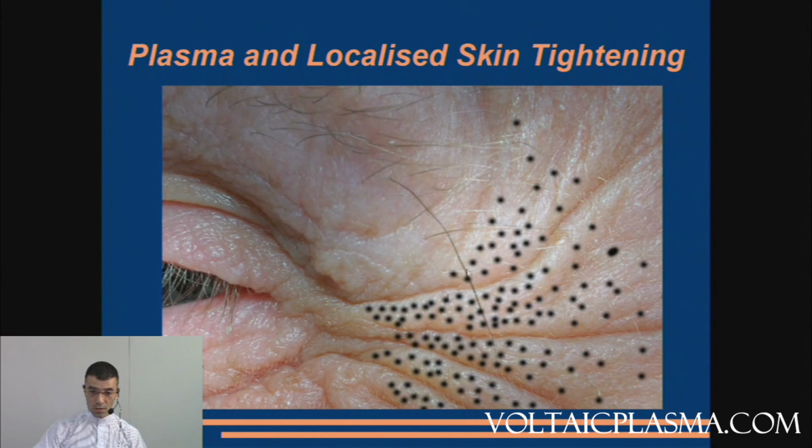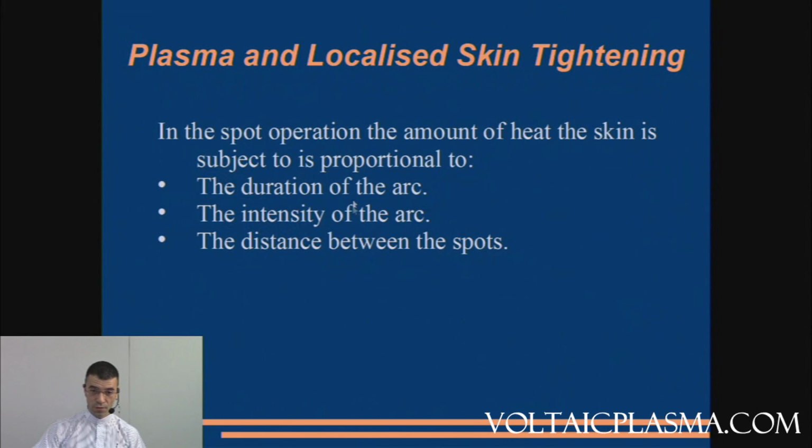So the closer the distance, the more the intensity locally of that treatment is going to be. The wider the distance, the less intense the treatment is going to be. Many people tend to focus on the intensity of the arc, and they forget these two important parameters: the intensity of the arc and the distance between the spots.